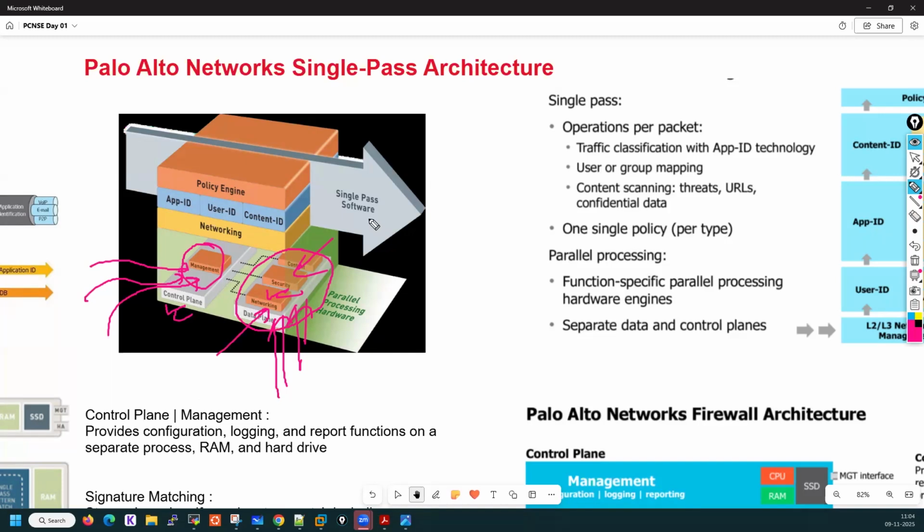Now guys, tell me one thing. Have you understood the parallel processing architecture, guys? Great.